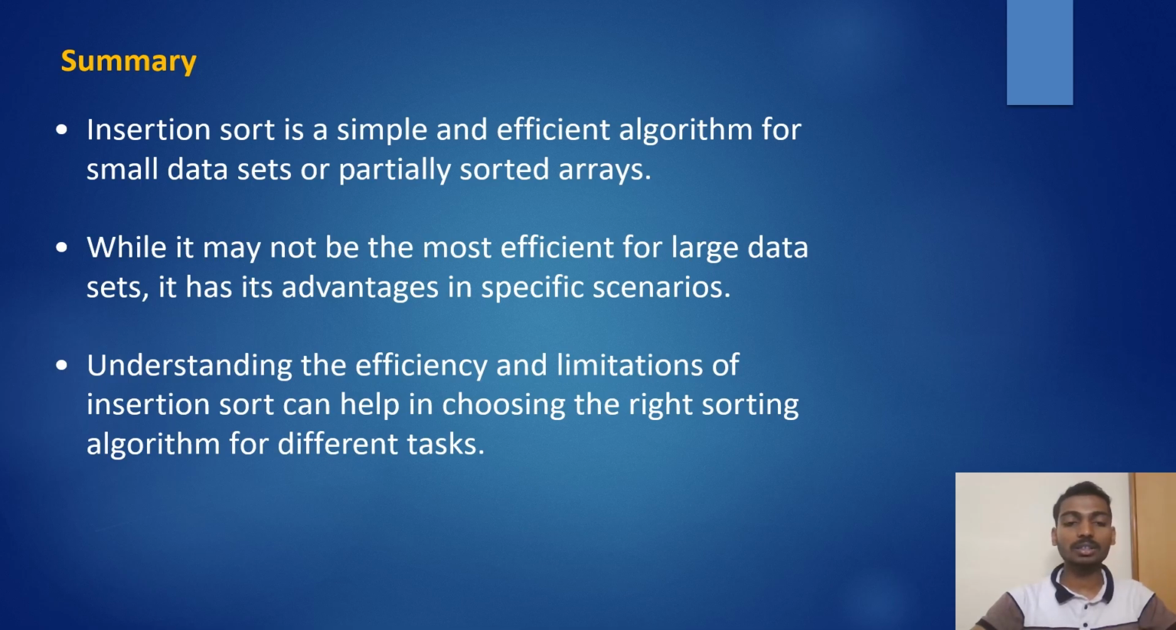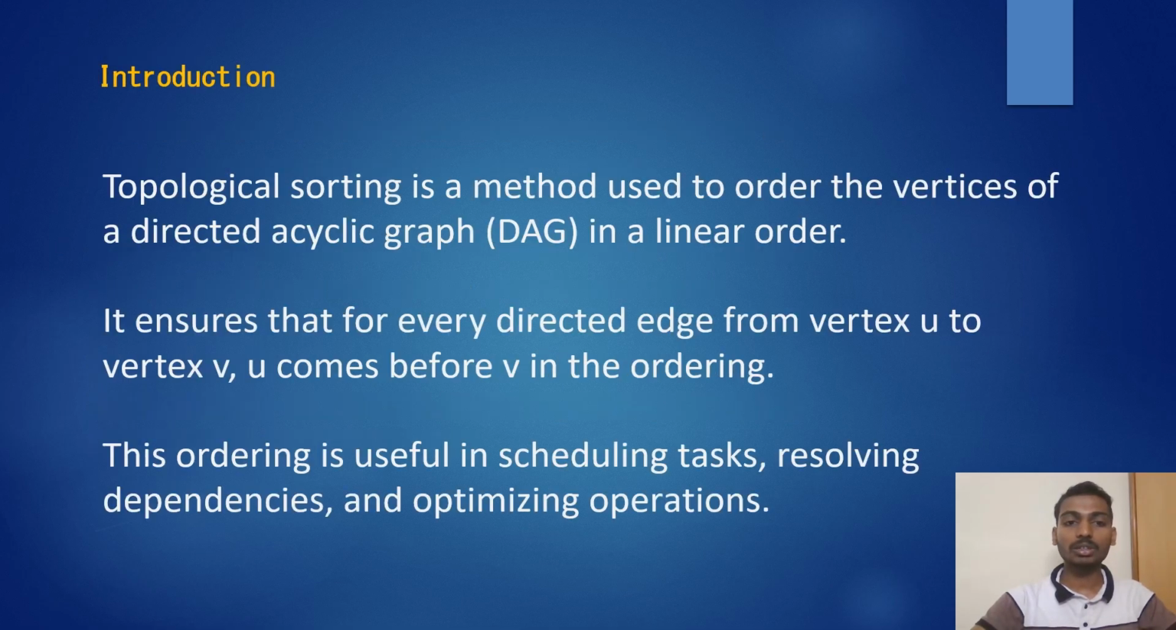This is the summary of the insertion sort, and let's move on to topological sorting. Topological sorting is a method used to order the vertices of a directed acyclic graph in a linear order. It ensures that for every directed edge from vertex u to vertex v, u comes before v in the ordering. This ordering is useful in scheduling tasks, resolving dependencies, and optimizing operations.